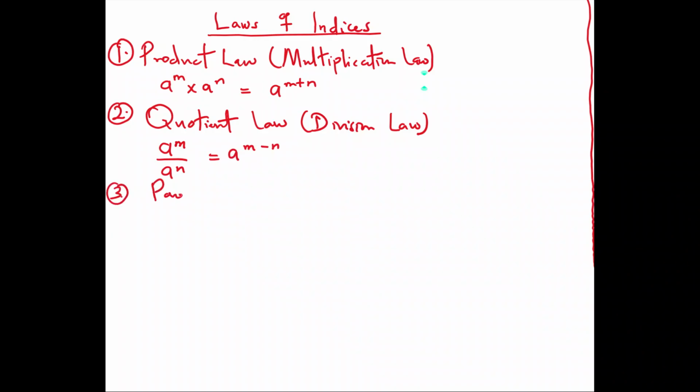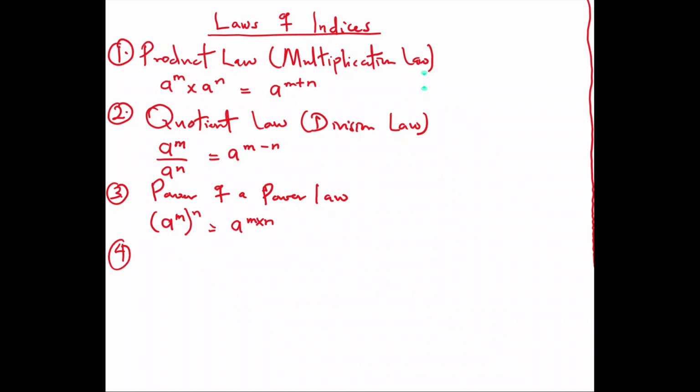Number 3, we have the power of a power law. This law says that when a power is raised to another power, you multiply the indices. For example, you have a raised to power m, all raised to power n. You multiply m and n together, so that will be a raised to power m times n.